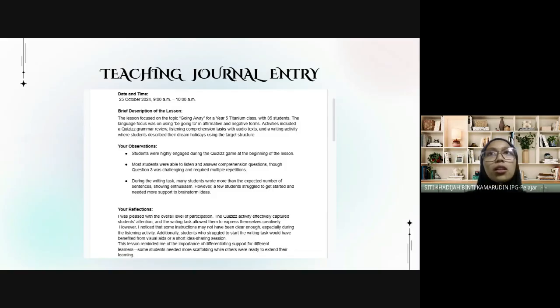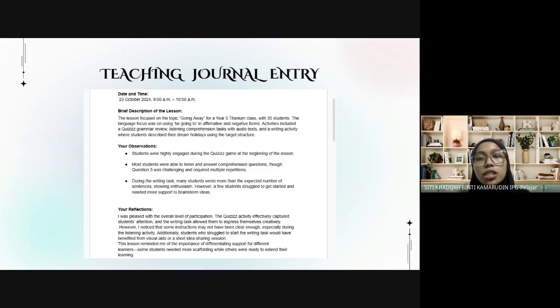We haven't gone into improvement or anything. And then what do I observe? One more, during the writing task, many students wrote more than what I intended them to, showing enthusiasm. However, a few students struggled to get started and needed more support to brainstorm ideas. So my reflection is, I was pleased with the overall level of participation. And then the quizzes activity effectively captured students' attention. Writing tasks allowed them to express more about themselves creatively.